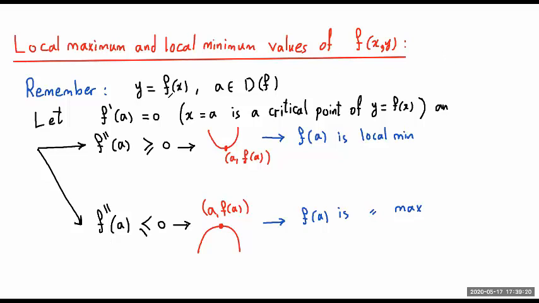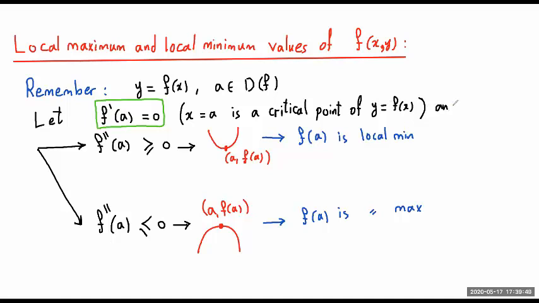If we have a function y equal f(x) and a in the domain of the function, and let's suppose that the function is differentiable at the point a. So this means the derivative exists. So let's suppose that the derivative of f at the point a is 0. This means that the point a is a critical point for the function f(x).